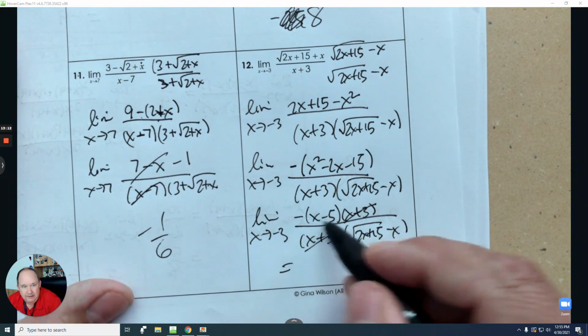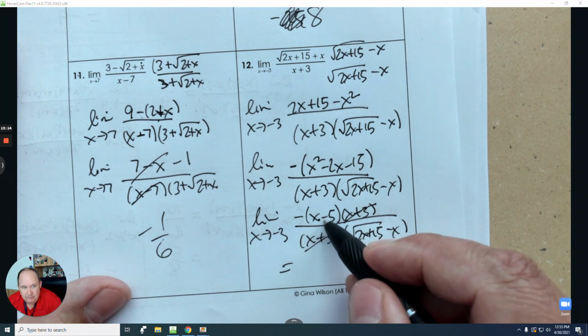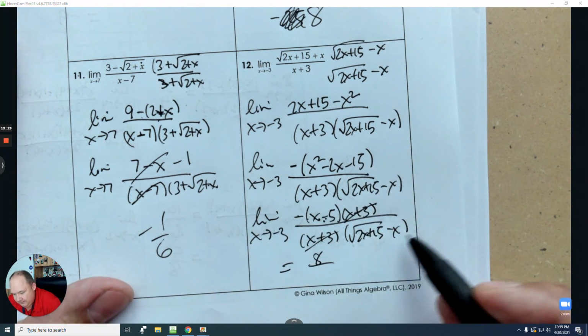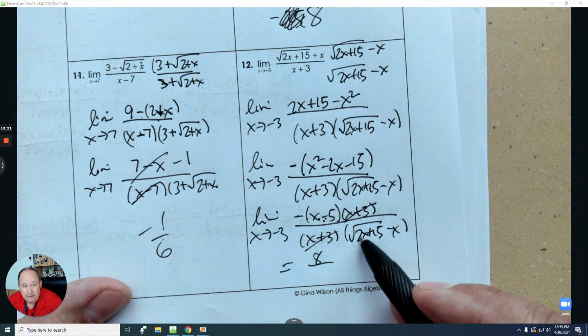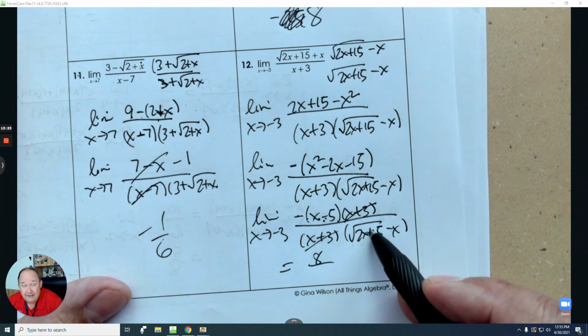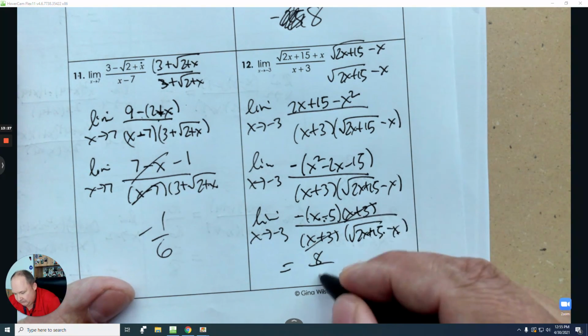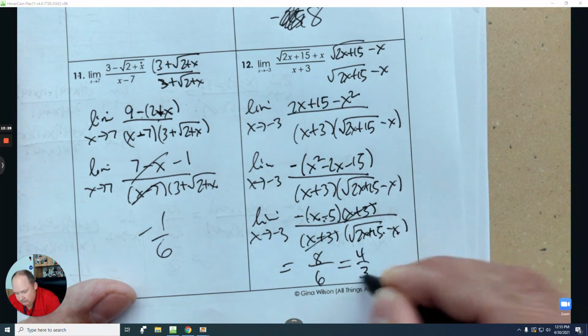Now I can evaluate at negative 3. So negative 3 take away 5 is negative 8, but the negative makes it a positive 8. Here, 2 times negative 3 plus 15, that's the square root of 9. So it's 3 subtract negative 3. So that's 6. So that's 4/3.